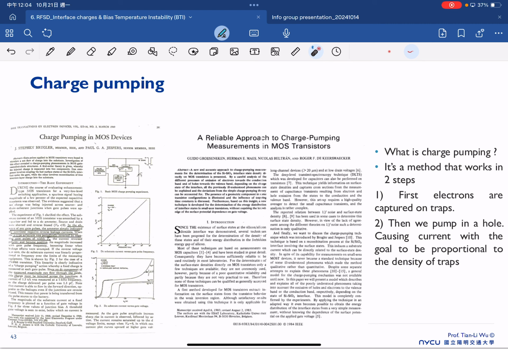So next week we'll start to talk about charge pumping. That's another very classic method.